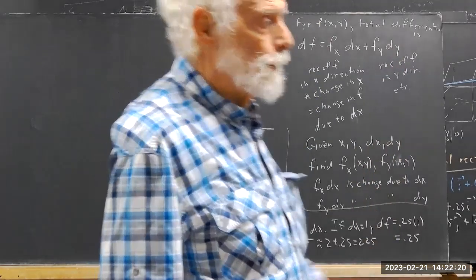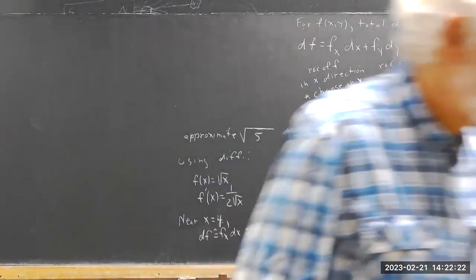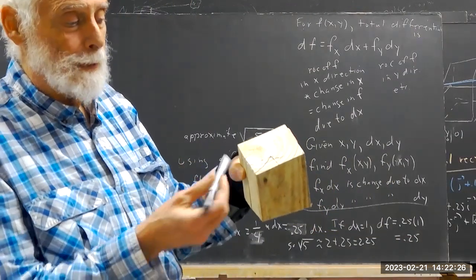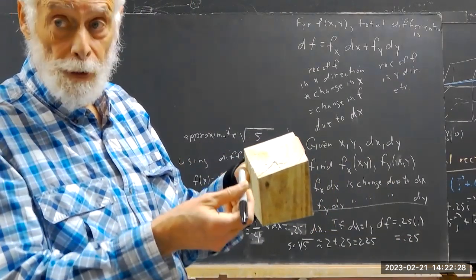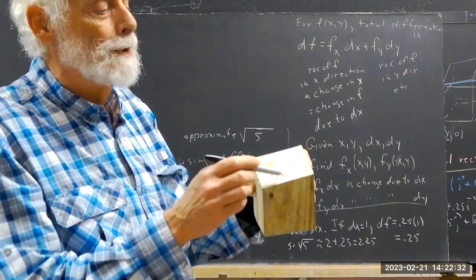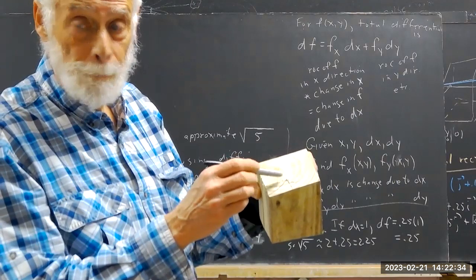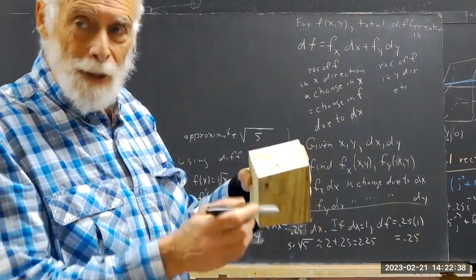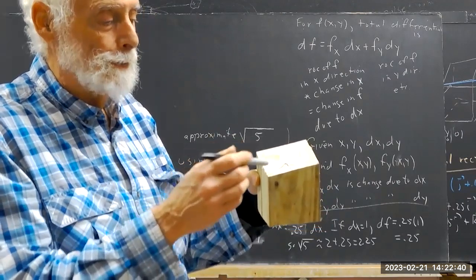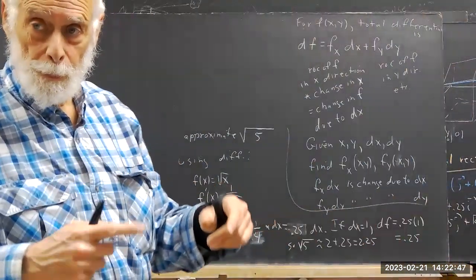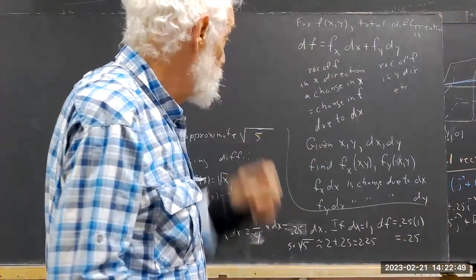So the change in x here, say this is a change in x. Okay, combine that with the slope in the x direction, it gives you a change in the value of f. This is a change in y. Multiply that by the slope in the y direction. It gives you how much this thing rises and falls due to that change in y. You add the two and you get the total change in f as you go from this point to that point.